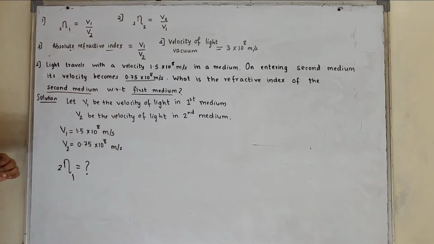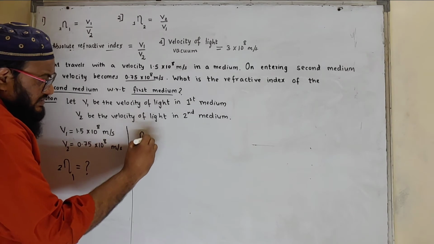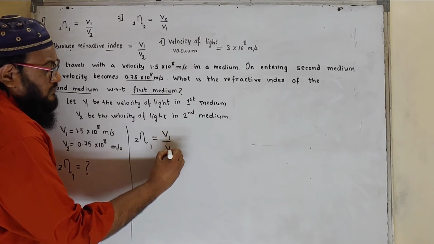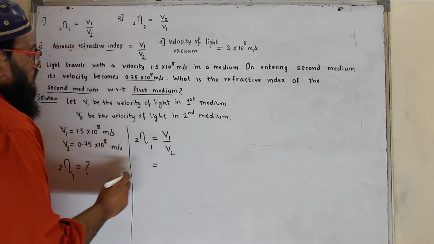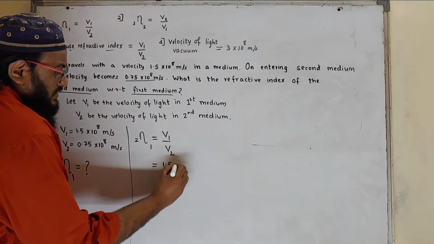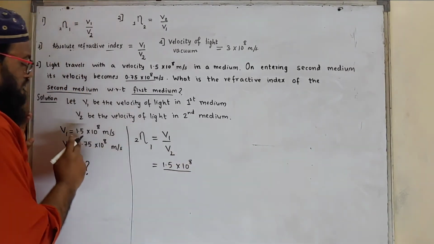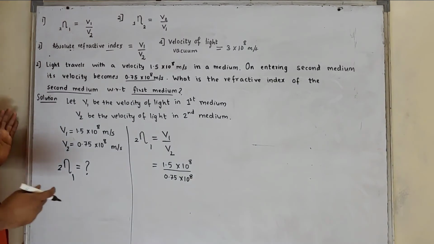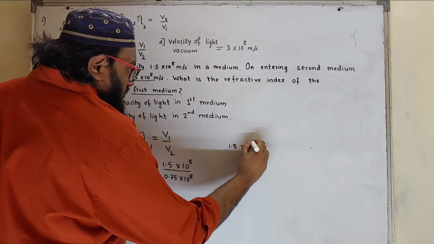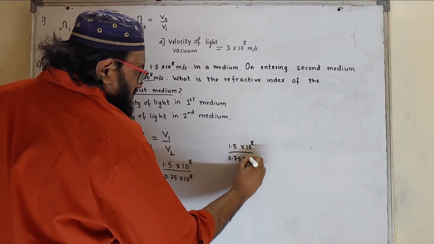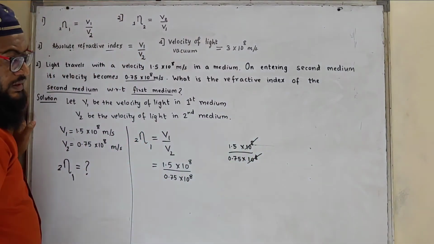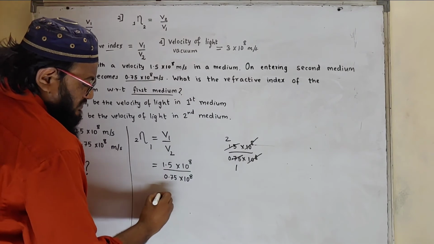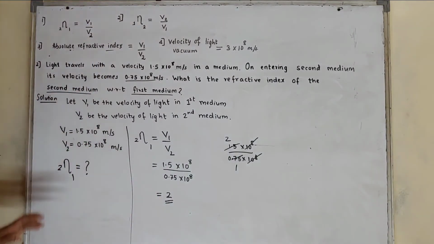Accordingly you can write down which formula you are going to use. So refractive index of second medium with respect to first medium is nothing but v1 upon v2, which is equal to, what is v1? 1.5 into 10 raised to 8. What is v2? 0.75 into 10 raised to 8. So 1.5 into 10 raised to 8 upon 0.75 into 10 raised to 8. This gets cancelled. Now 0.75 ones are 0.75 and twos are 1.5, which becomes 2. So 2 is your answer.